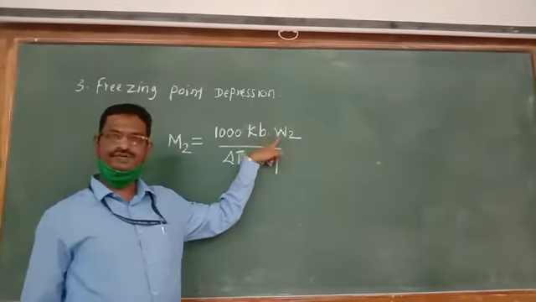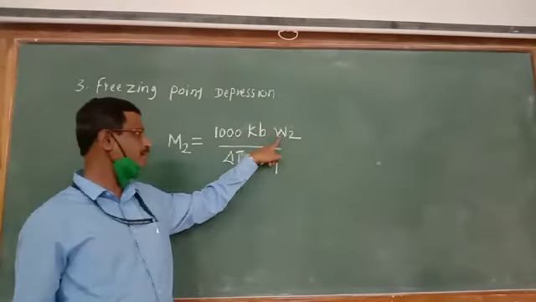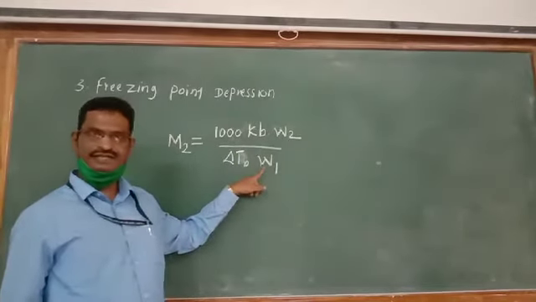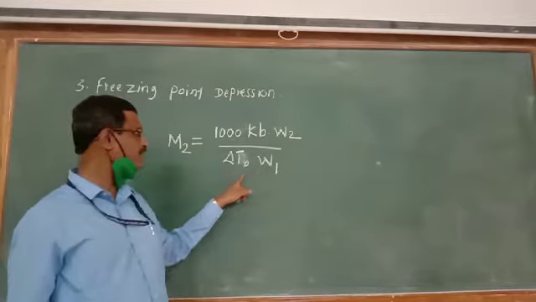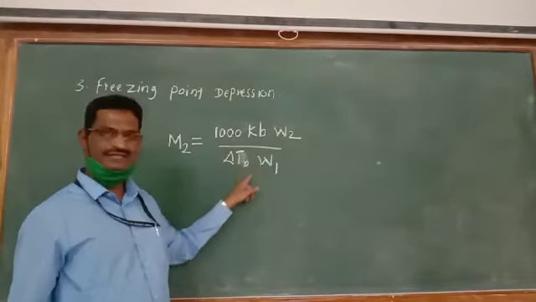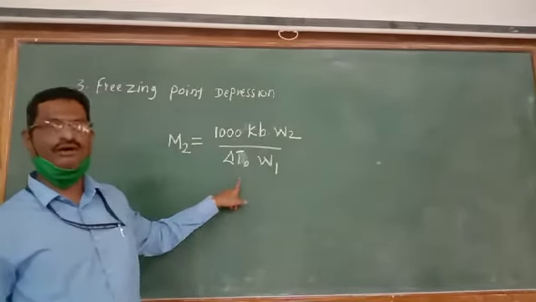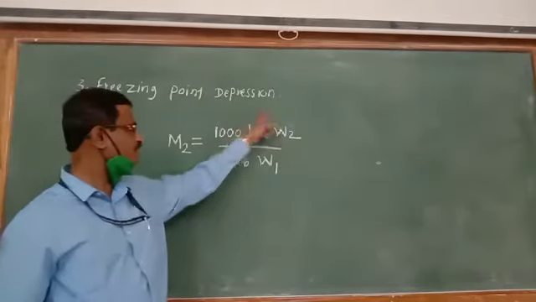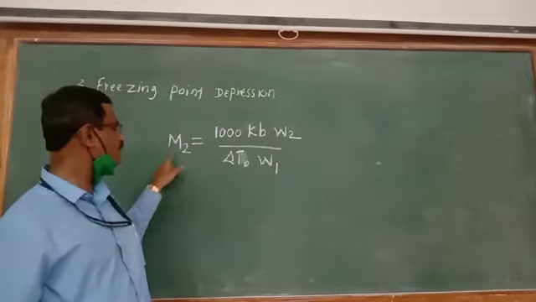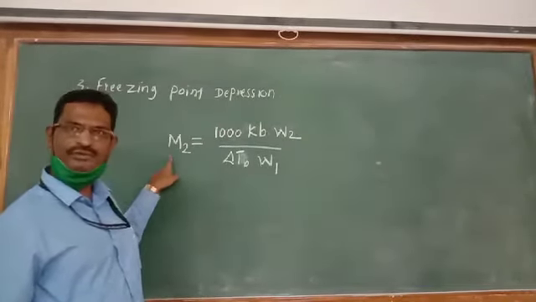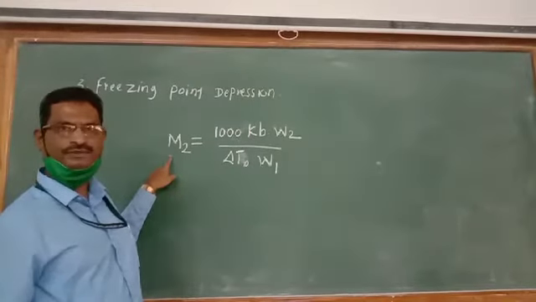W2 is the mass of solute in gram, W1 is the mass of solvent in gram, and delta Tb is known as elevation of boiling point. So using this equation we can calculate M2, where M2 is the molar mass of solute.